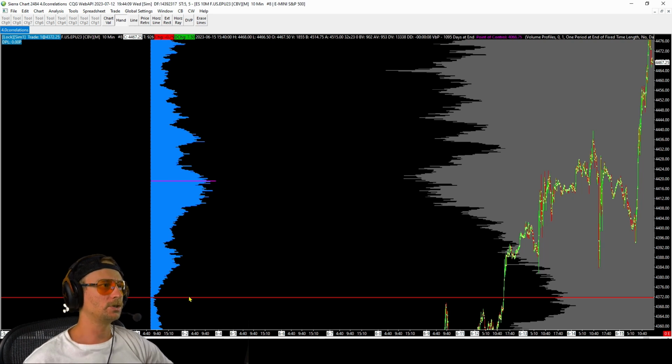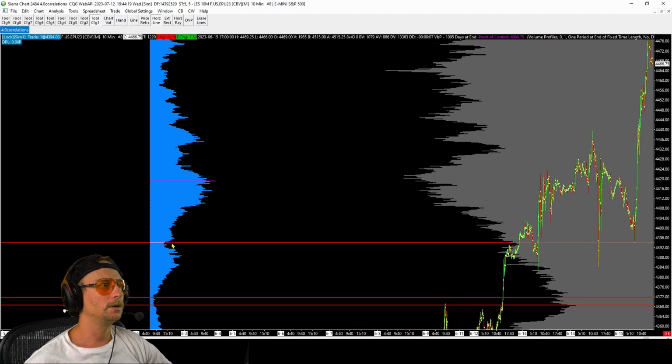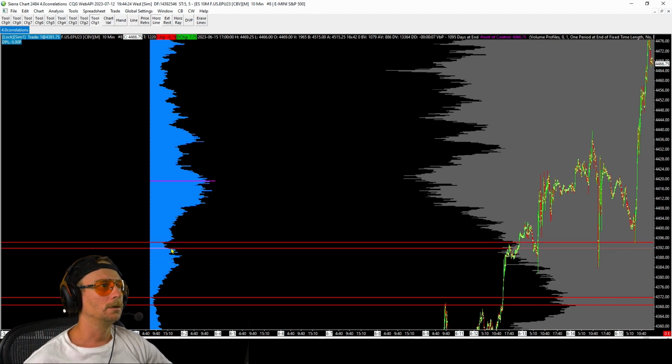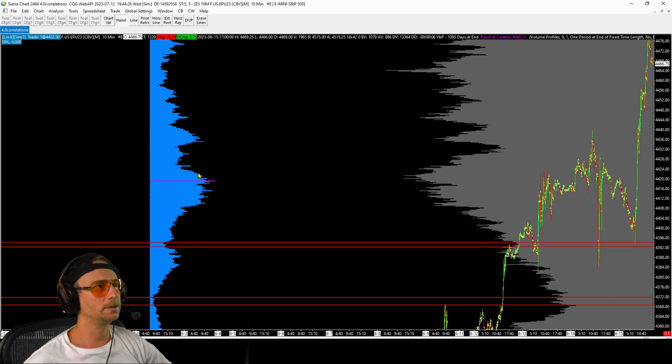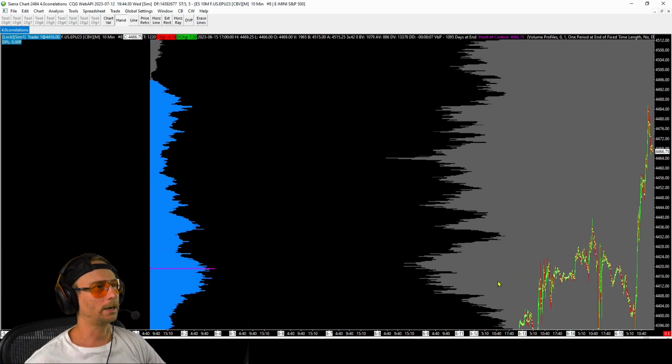I'm going to go ahead and just mark these key levels. I'm going to copy and adjust this. There's a few low nodes up here I want to know about. Copy and adjust here. Copy and adjust here. See, I'm just pulling out these key low nodes on this composite, which we're still trading in, by the way.